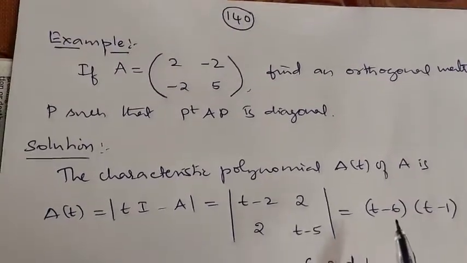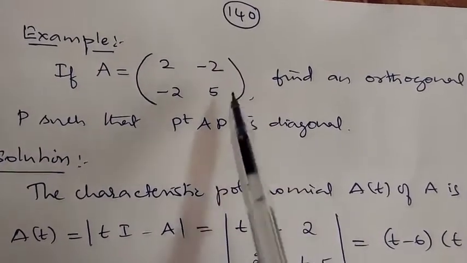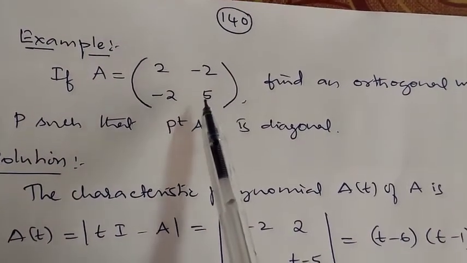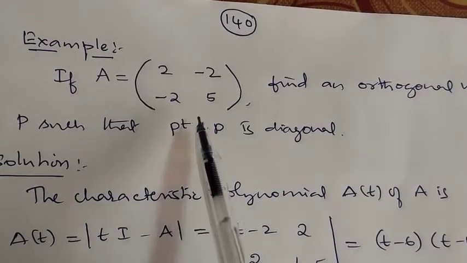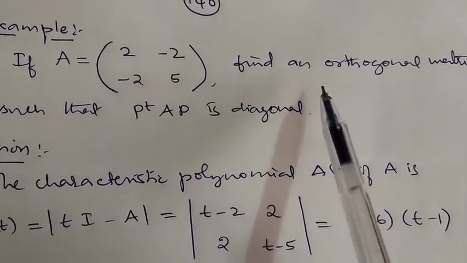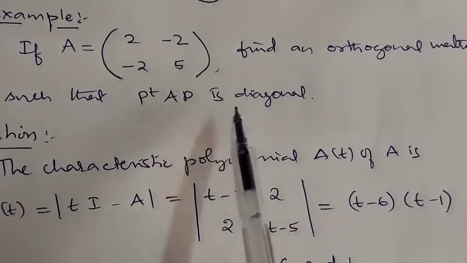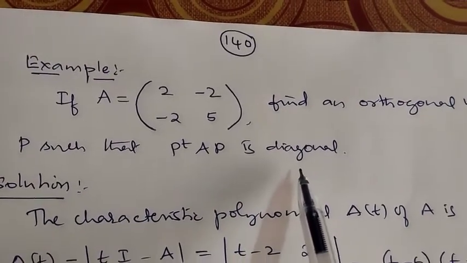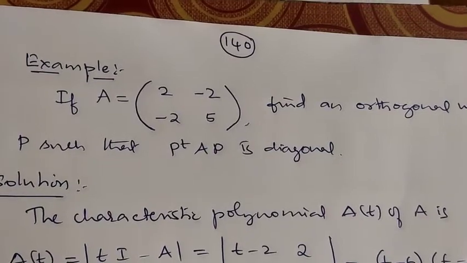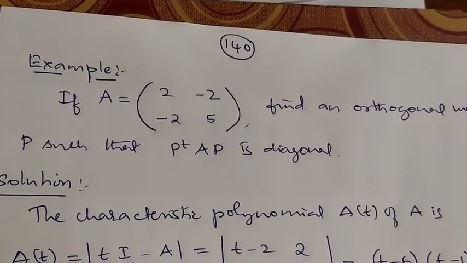Yes. Let us take up this example now. Suppose A is the matrix with entries 2, minus 2, minus 2, 5. We need to find an orthogonal matrix P such that P transpose AP is diagonal.